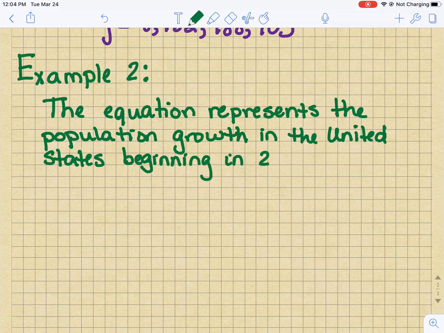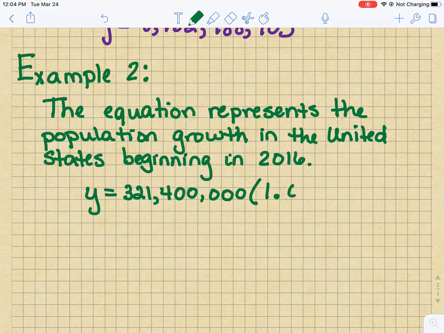So in this case, I'm going to give you the equation, and you're going to have to answer some questions about it. Okay? So here's the equation. I'm going to give it to you. Y equals 321,400,000 parenthesis 1.008 raised to the t power. So that's the equation. I gave it to you in a little different form. What you probably notice is there's not a 1 plus a rate. If you need to, you could rewrite this and split the 1 from the rate if that would help you. And so this is what it would look like.